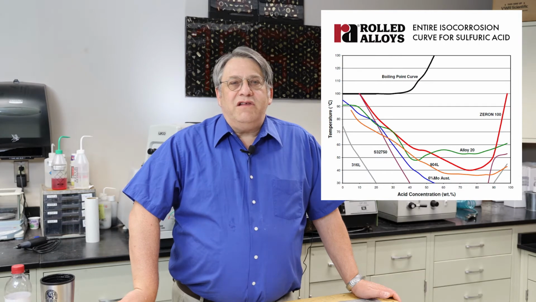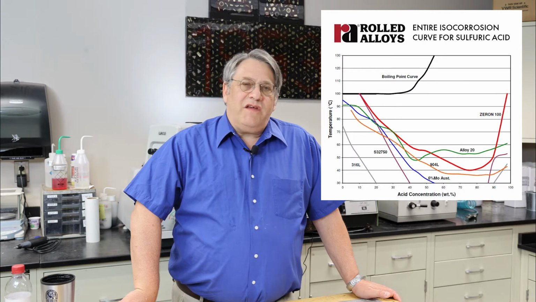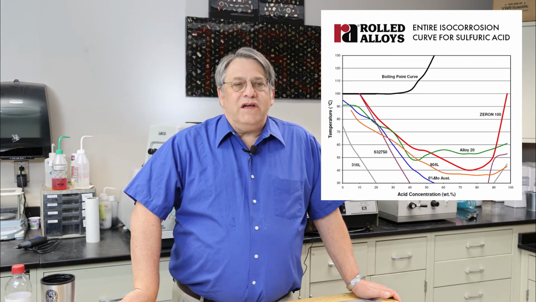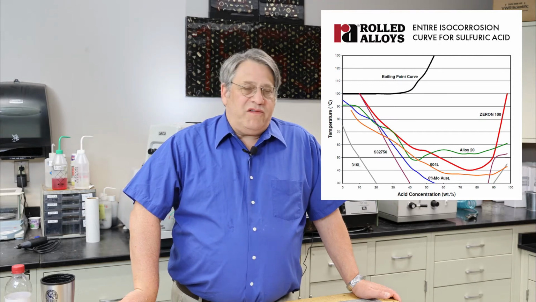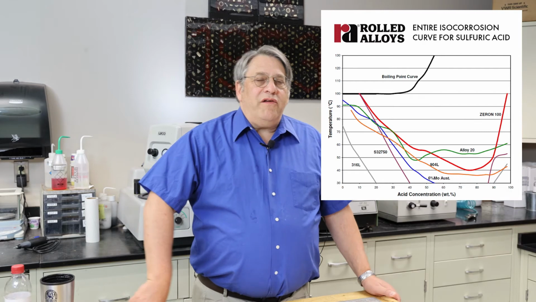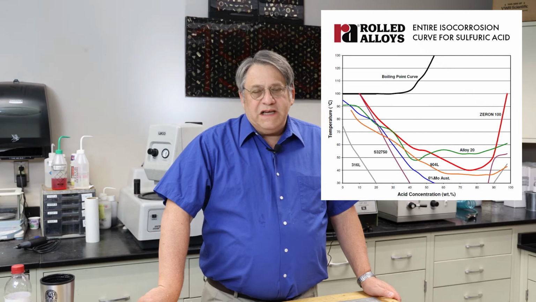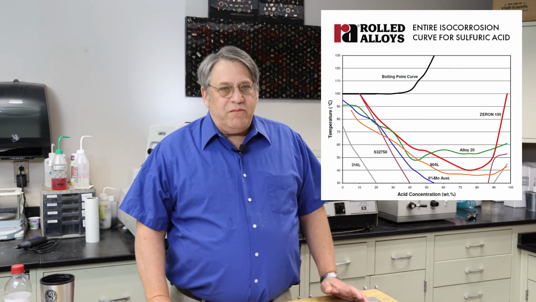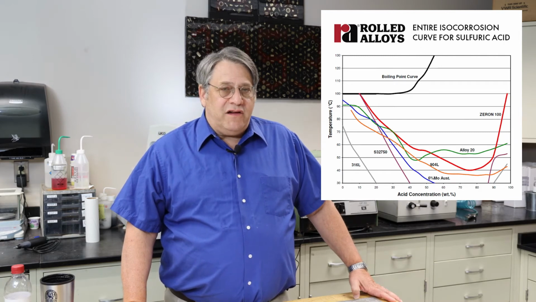So the first acid system we're going to look at is sulfuric acid. The two alloys that are generally accepted by industry and widely used are alloy 20 and C276. If you look at their individual isocorrosion curves and compare them, they're almost identical. But if you look at the other isocorrosion curves, you will see another alloy that actually gives better performance in the dilute region and in the concentrated regions of sulfuric acid, and that's alloy Xeron 100.